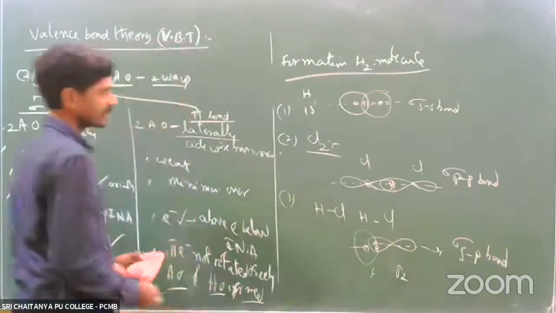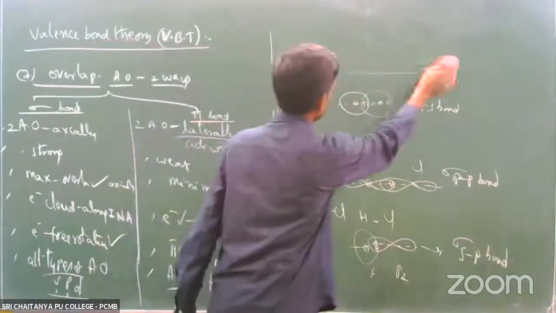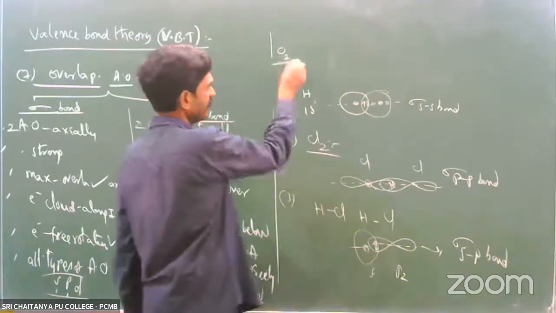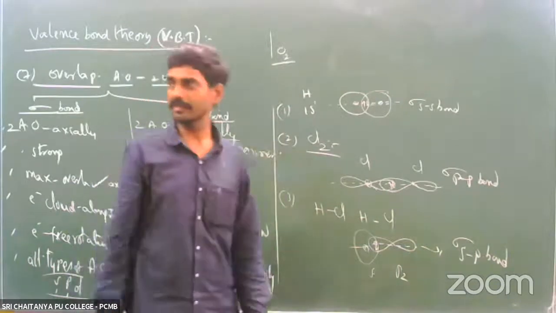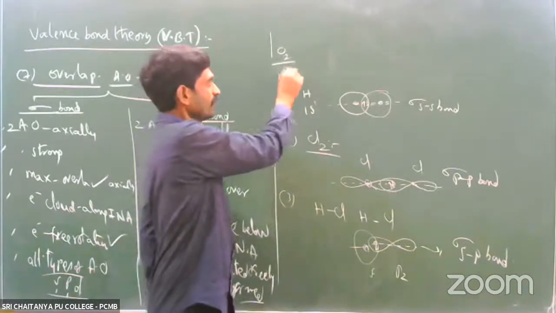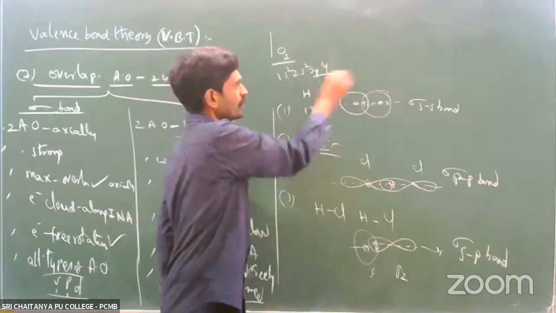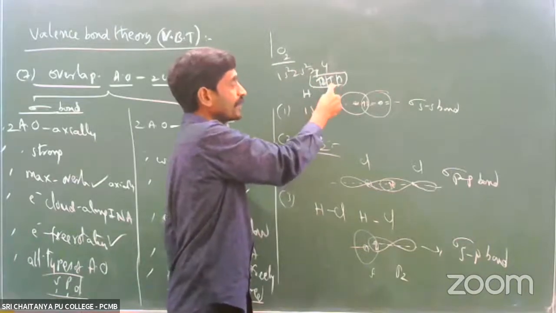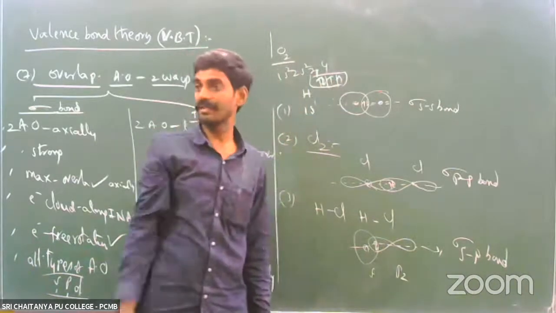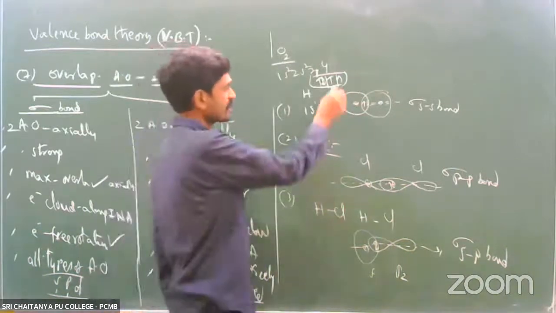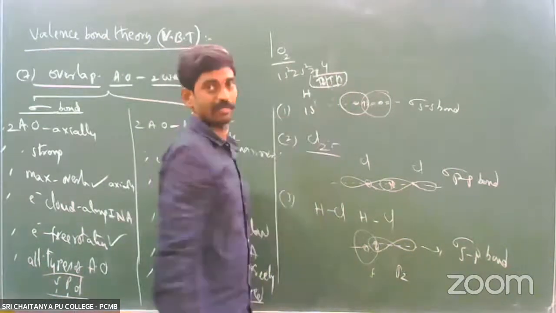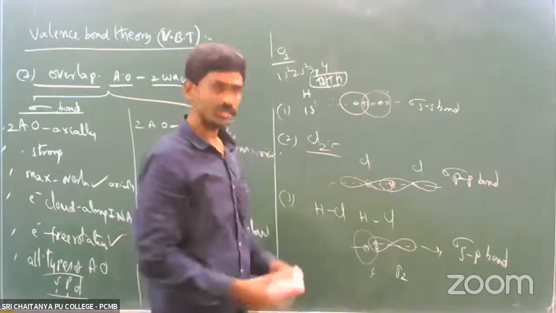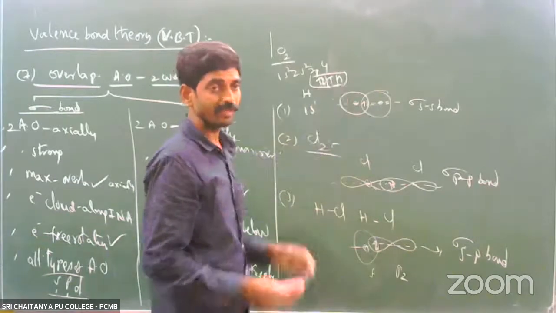Then take for example the O2 molecule. In case of O2 molecule, the oxygen atom has atomic number 8, electronic configuration 1s2, 2s2, 2p4. 2p4 means here px is paired, only py and pz are unpaired, right? So two p orbitals are half filled on each oxygen atom, right? The other oxygen also has two half filled atomic orbitals available, right?